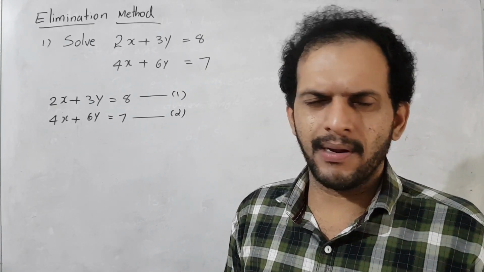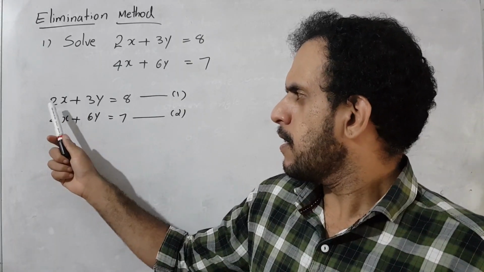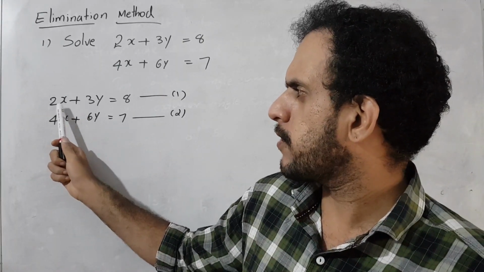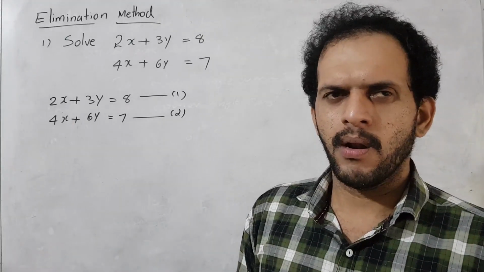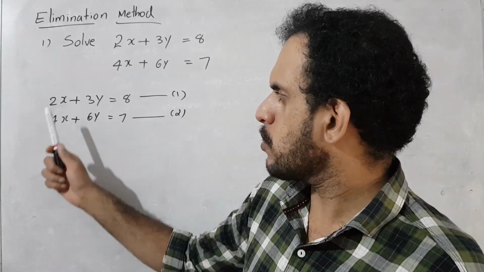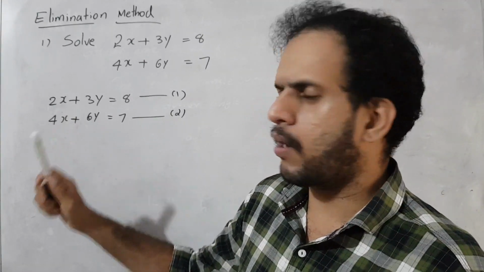Okay, that we will do later. Then first here, now we got the idea, the coefficient of x is not equal, but we know it is possible to convert 2 as 4. How?